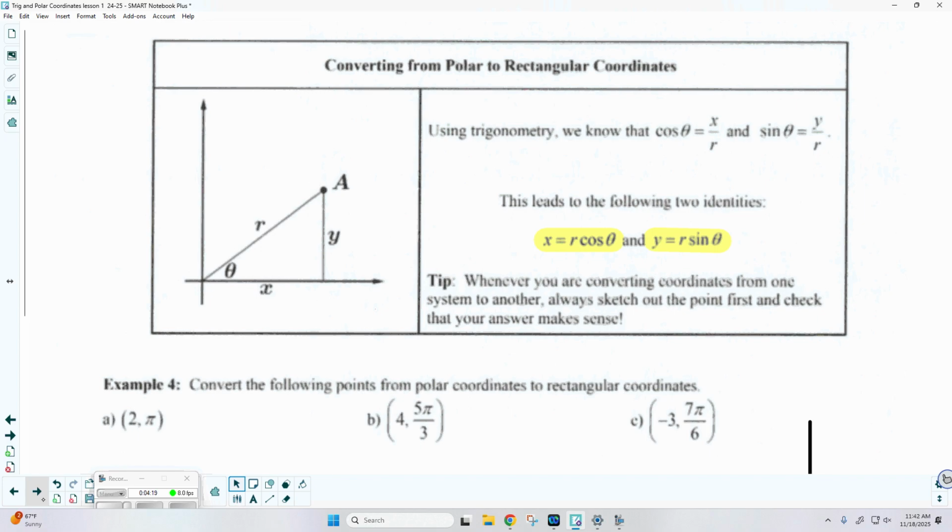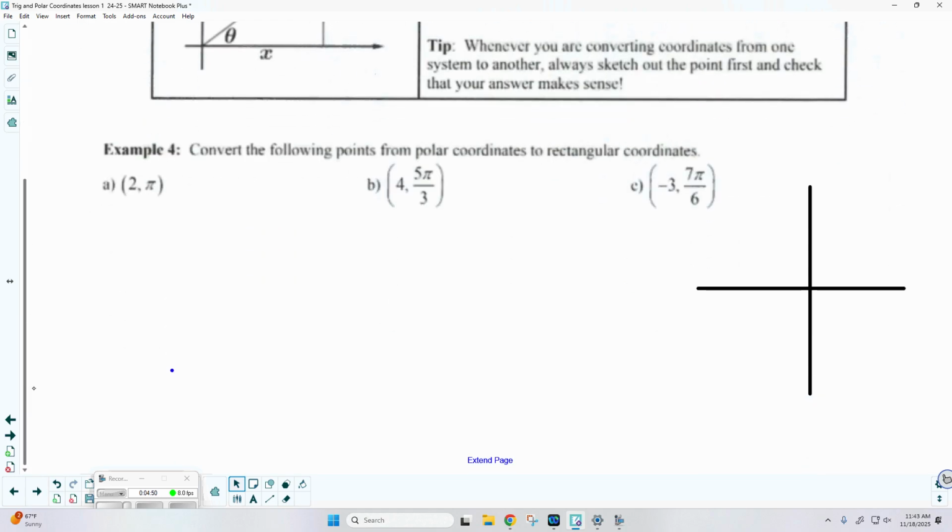Now, we already know from trigonometry that the cosine of theta is equal to x over r, and we know that sine of theta is equal to y over r. Well, you remember way back in the day when we solved for both x and y, we multiplied through by the radius r. Okay? Well, that's exactly what we did here. So if we're going to convert from polar to rectangular, x is equal to the radius times cosine of theta, and y is equal to the radius times sine of theta. Very, very simple identities. So let's go ahead and give it a try.